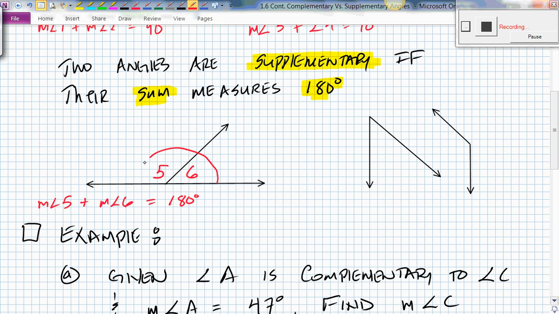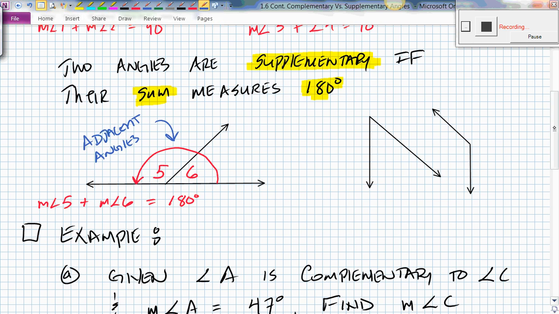Notice that that's a full straight line, right? 180 degrees, a full straight line. And these two happen to be adjacent angles, because they're right next to each other, just like that.